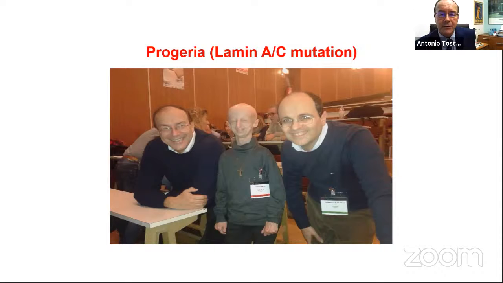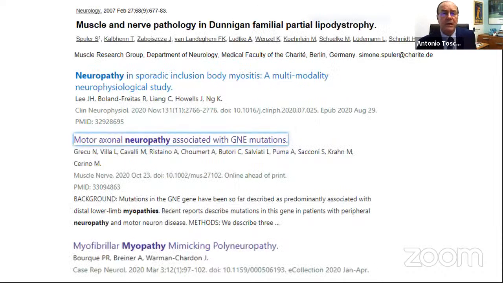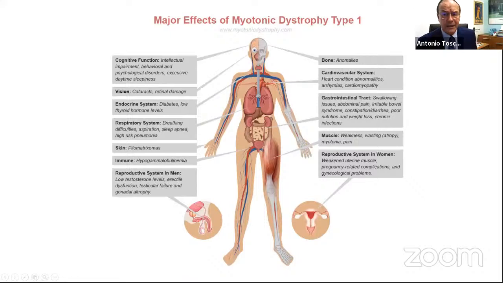And progeria is based on lamin A/C mutation, but also Dunnigan familial lipodystrophy is based on lamin A/C deficiency, and muscle and nerve can be involved, as well as other cases where several other congenital myopathic disorders such as IBM or GNE or myofibrillar myopathy can also be accompanied by neuropathies. And it is known that also myotonic dystrophy, which is probably the most frequent muscular disorder, can have, of course, important muscle weakness and wasting.